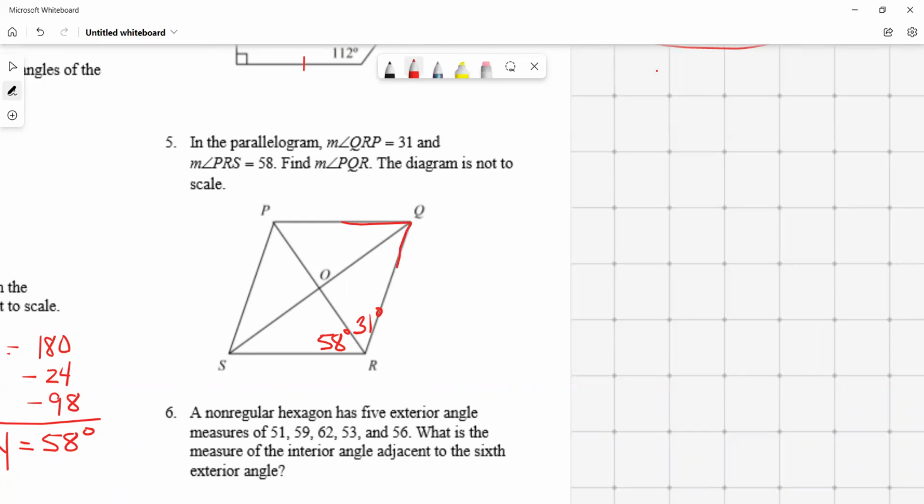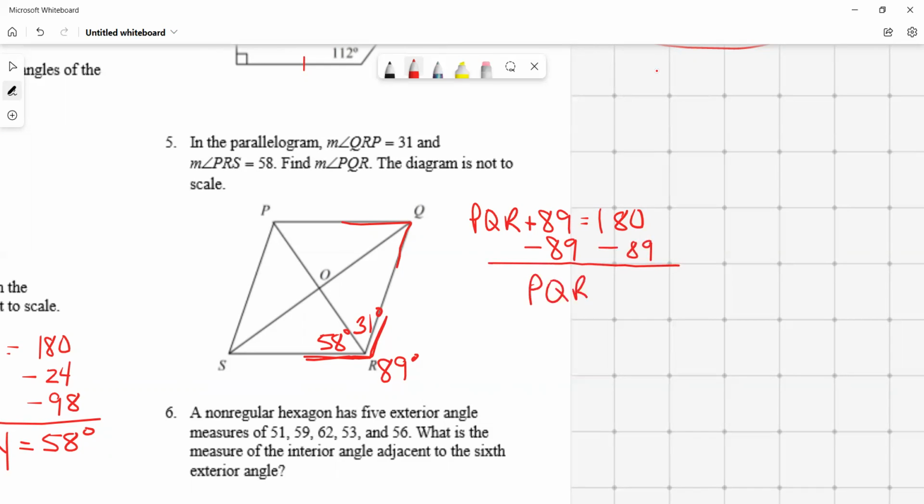So PQR, this red angle up top, plus this red angle equal 180. And this angle down here is equal to 58 plus 31, which is 89. So PQR plus 89 equals 180. So if you subtract 89 from each side, then PQR is equal to 91 degrees.